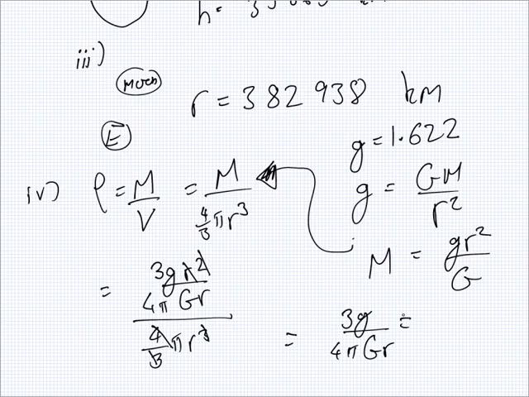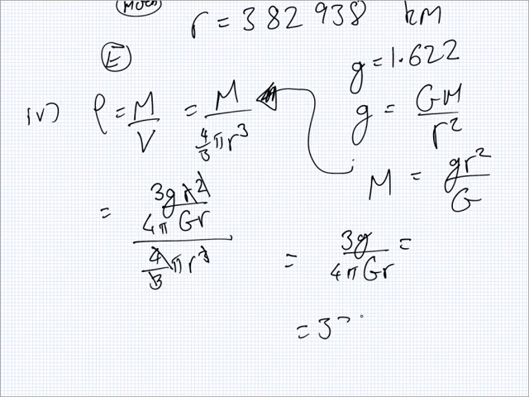Fantastic. Now the g here is 1.622, and the big G is 6.67 times 10 to the minus 11, and the radius is given as 1.737 times 10 to the 6. So the density is 3,342 kilograms per meter cubed.